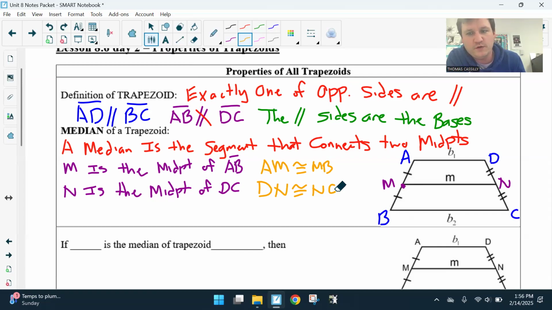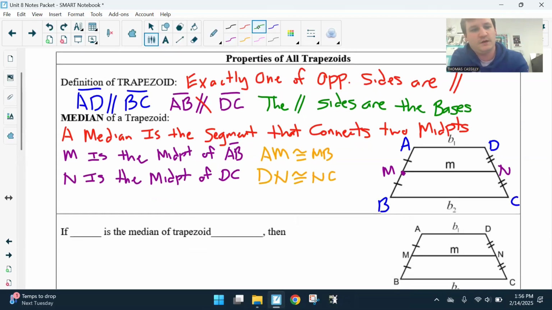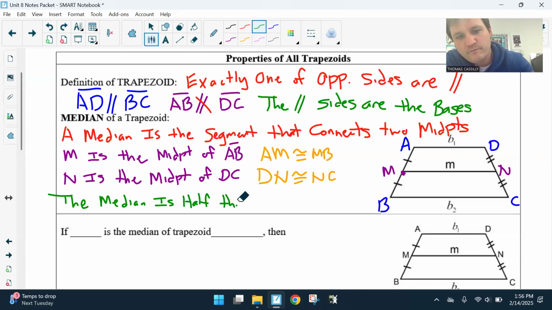What else do I want to say about this guy? I'm going to say the median. Lots of stuff here. The median is half the sum of the bases.